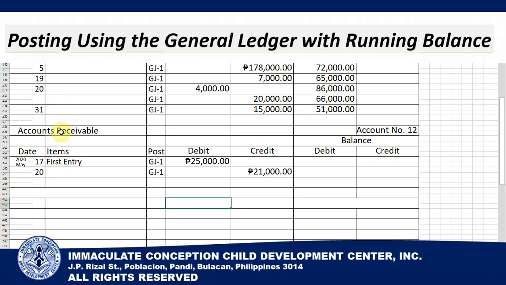Again, accounts receivable is under asset and the normal balance of asset is debit. So we are going to write our amount in the debit side, and that is 25,000 pesos. Our next amount is 21,000 pesos under credit side. So we need to deduct 21,000 pesos from 25,000 pesos, and that is 4,000. So that's it.